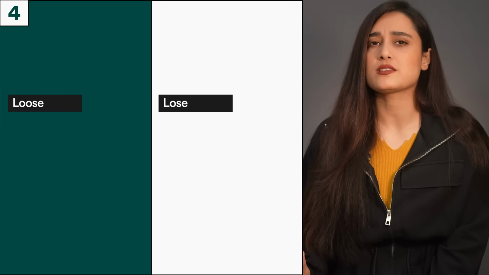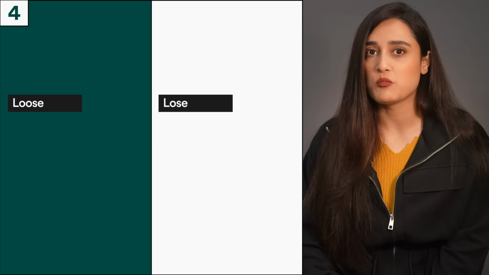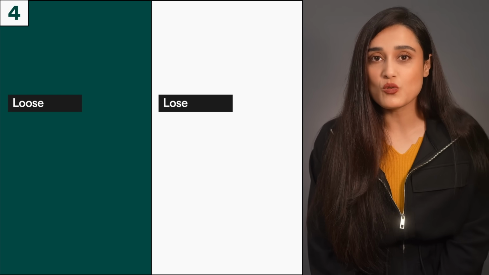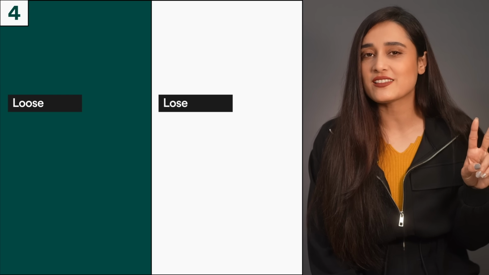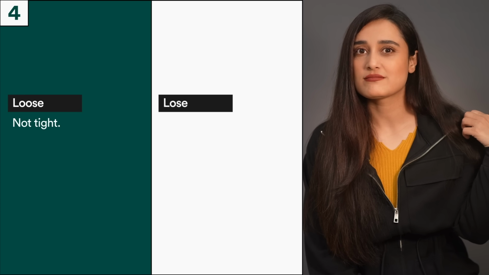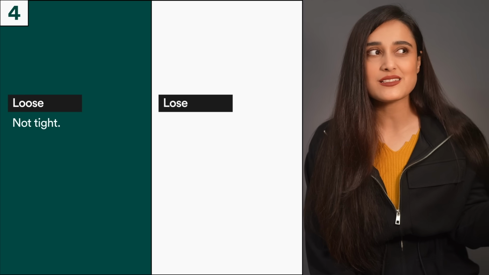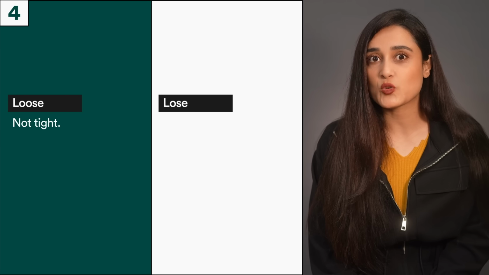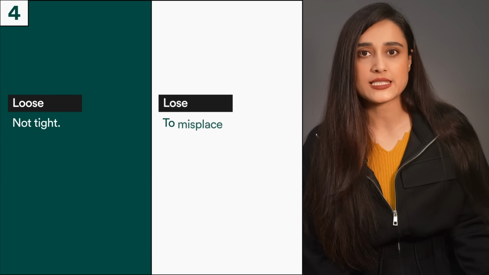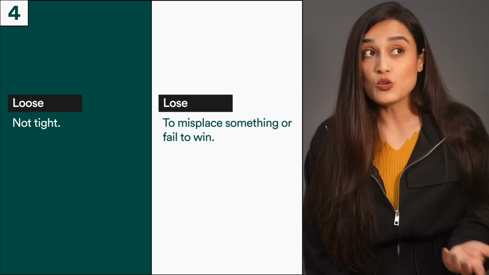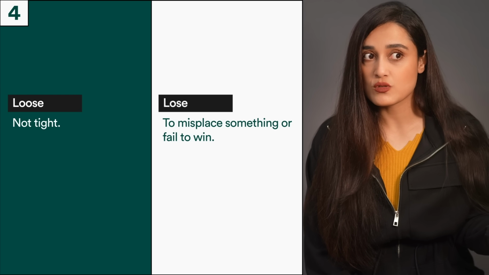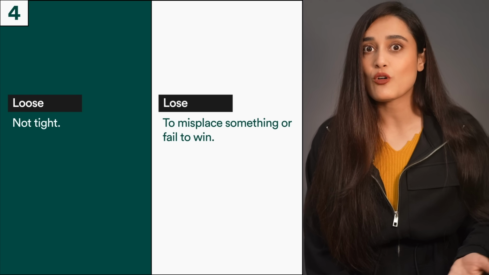Okay, moving to the next one, which is loose versus lose. The same pronunciation, exactly the same, but meanings quite different. Loose with two O's is something that is not tight. Loose. Okay, loose jacket. My pants are loose. Lose, on the other hand, with single O is to misplace something or fail to win. You lose a match. You lose a pen. Okay, misplace or fail to win.